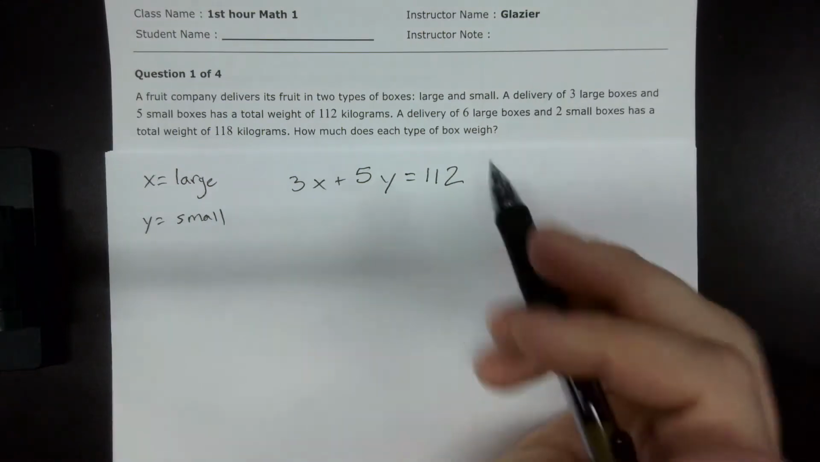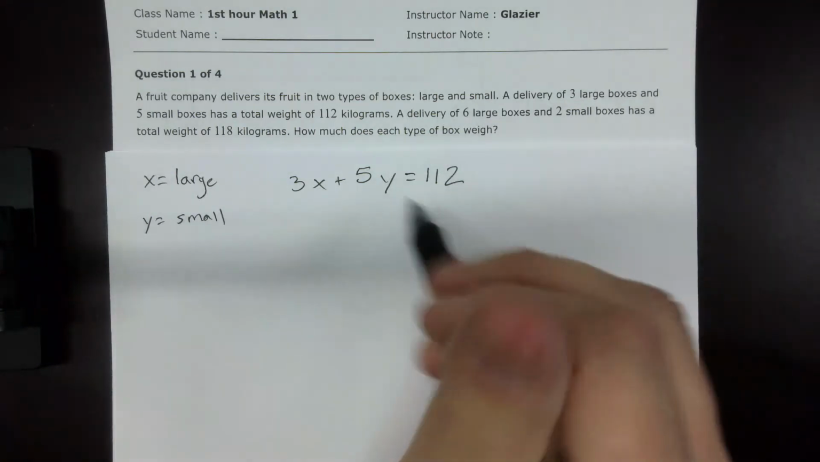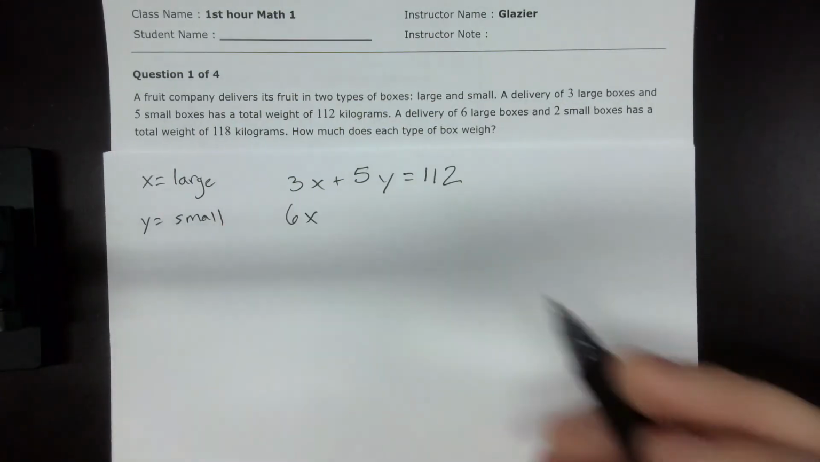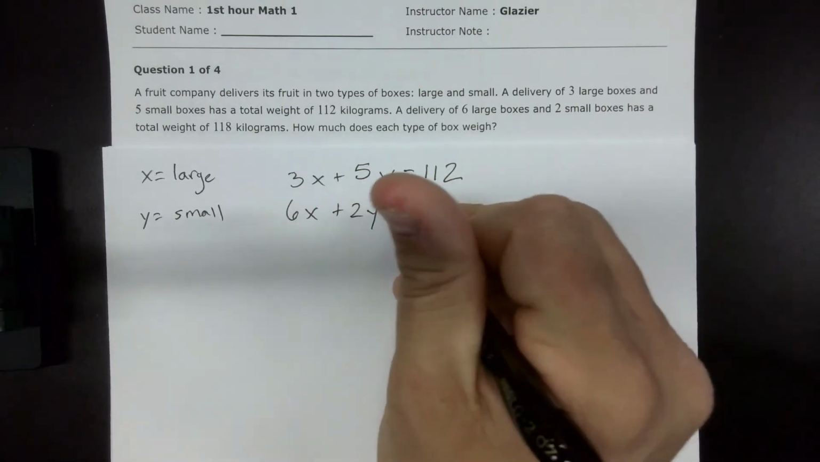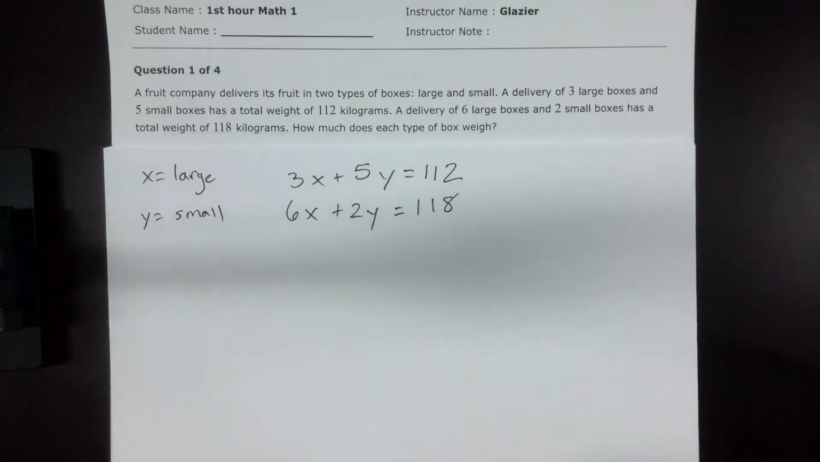The next equation says a delivery of 6 large boxes and 2 small boxes has a total weight of 118. Alright, now we have to figure out how much each box weighs. So we're going to have to solve these equations for x and y. Any questions on how I got those two equations?